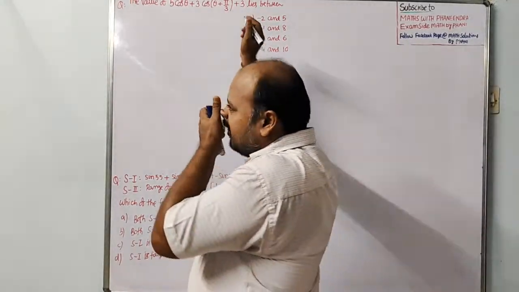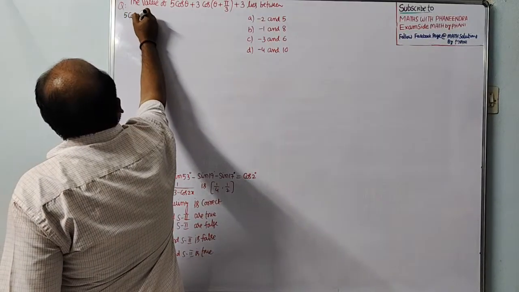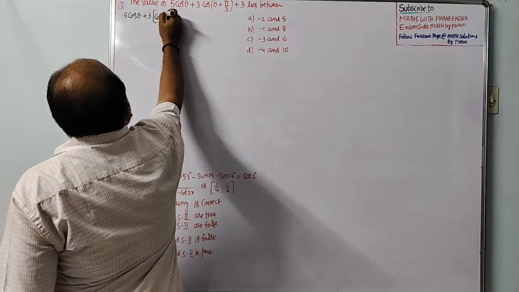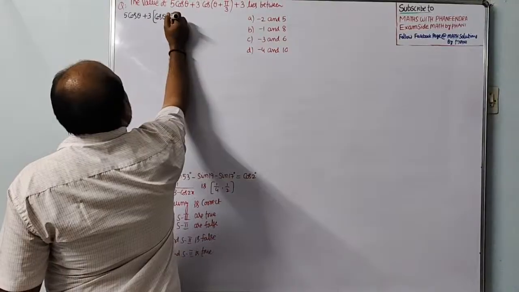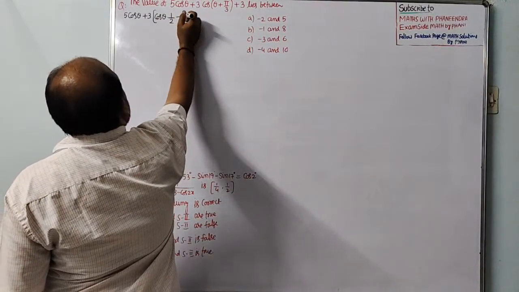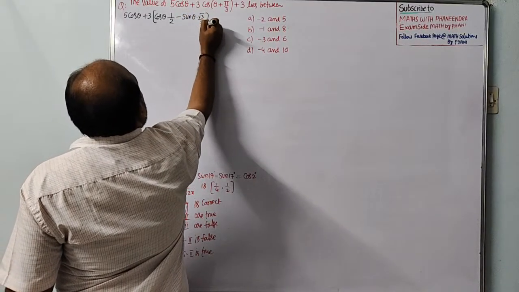The first one, we need to simplify. First, 5 cos theta plus 3 into cos of A plus B formula. Cos theta into cos pi by 3. Pi by 3 means 60 degrees only. So cos 60 degrees means 1 by 2. Minus cos of A plus B means cos A cos B minus sin A sin B. Sin theta into root 3 by 2 plus 3.